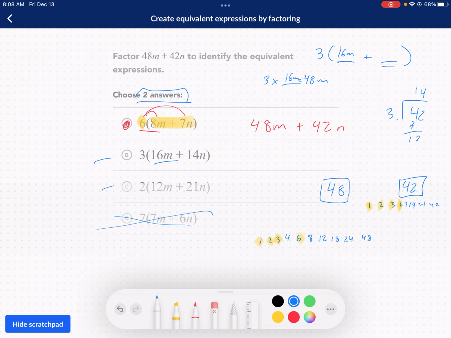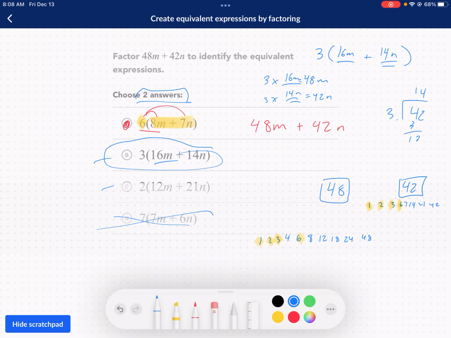Okay, that matches up so far. And then I say 3 times what gives me 42n? Well, I know 3 times 14 gives me 42, but then I have to have the n there. So again, this is 3 times something equals 42n, and that was 14n. So that would match up with B.